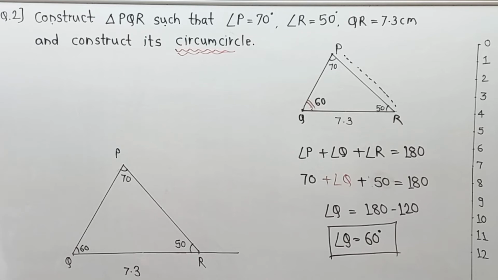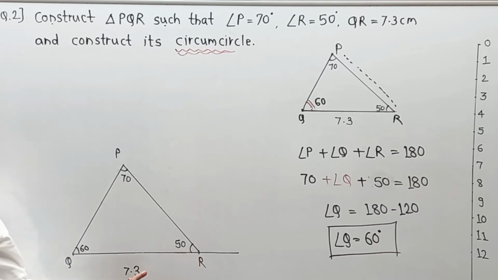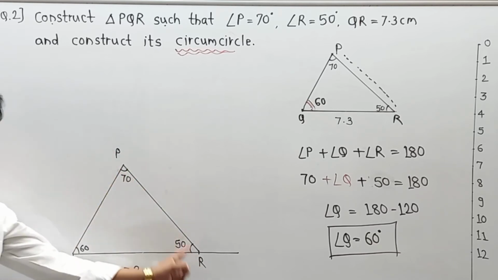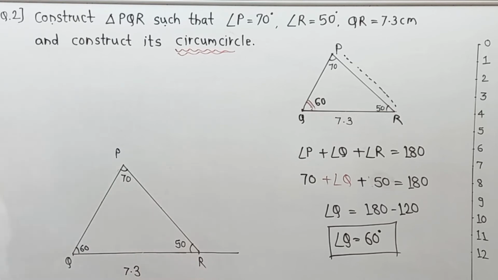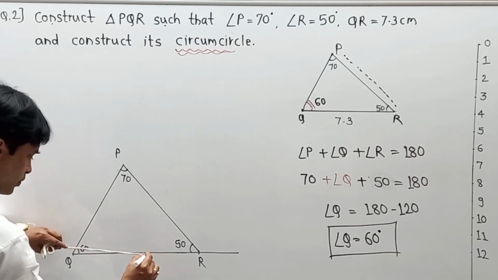Now our next target is to draw the circumcircle. In the case of a circumcircle, we are going to draw the perpendicular bisector on any two sides. First is the QR base that we can easily draw, and any other side, either PQ or PR, you select as per your choice. So here I am going to start its structure. Once again I am going to draw this 7.3 because I have to draw the perpendicular bisector on this side.